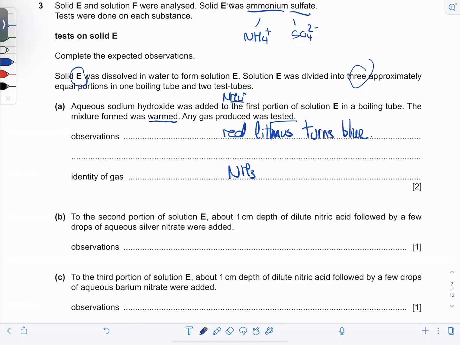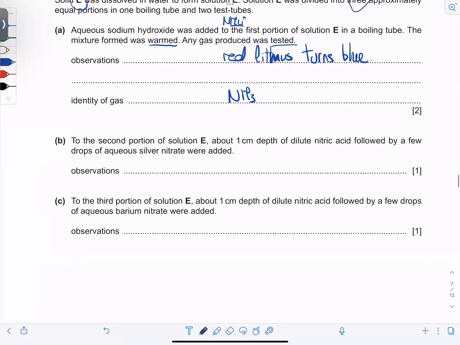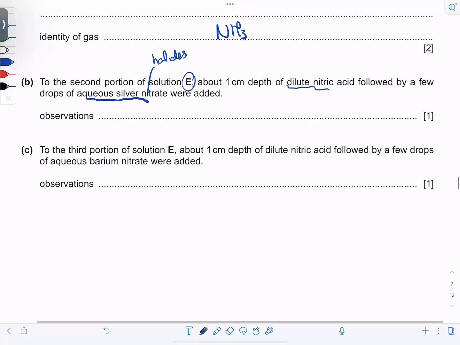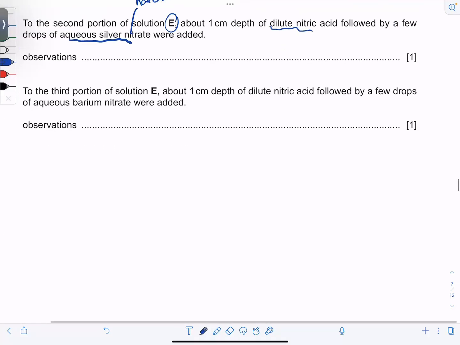The red litmus paper will turn blue because ammonia is an alkaline gas. Question B, to the second portion of solution E, about 1 centimeter depth of dilute nitric acid followed by a few drops of aqueous silver nitrate was added. Silver nitrate is the test for halides, and we don't have any halides here. All we have is sulfate, so no change.